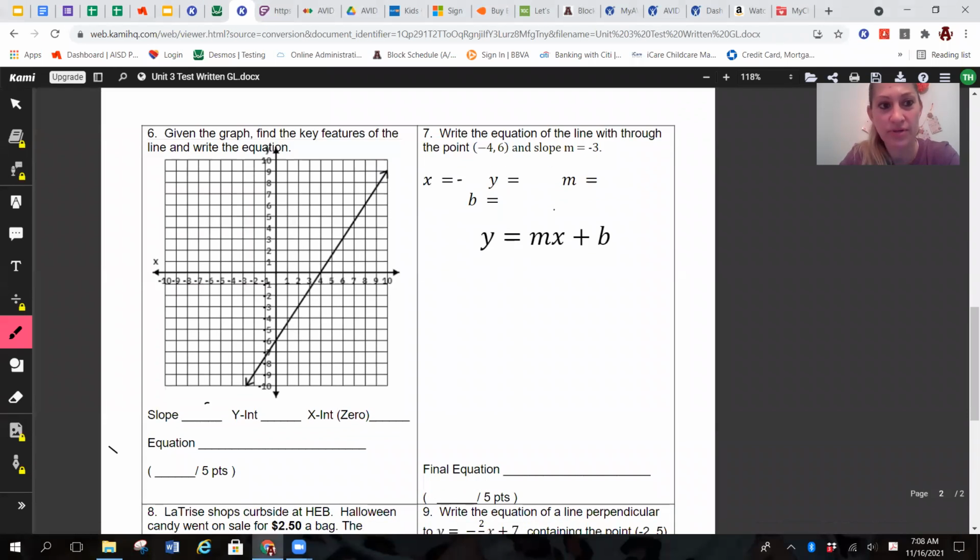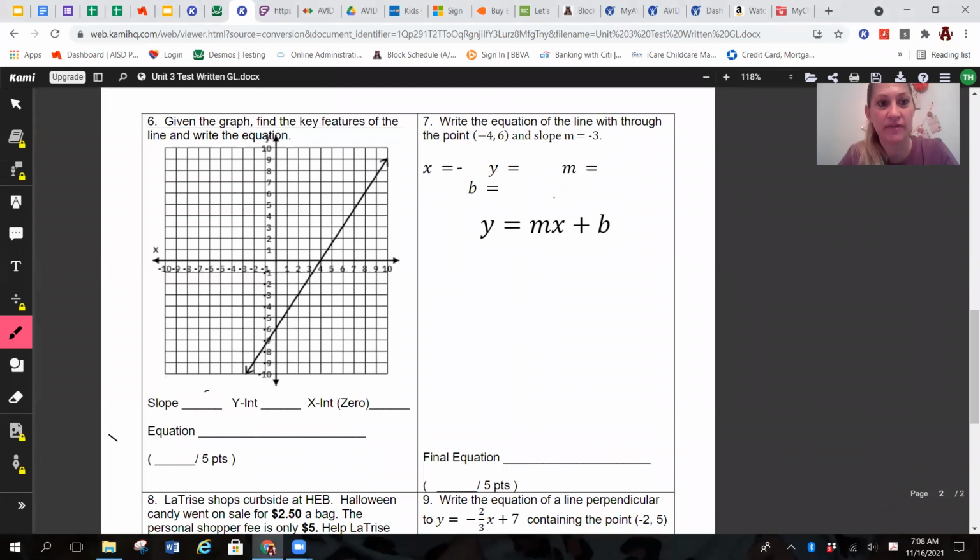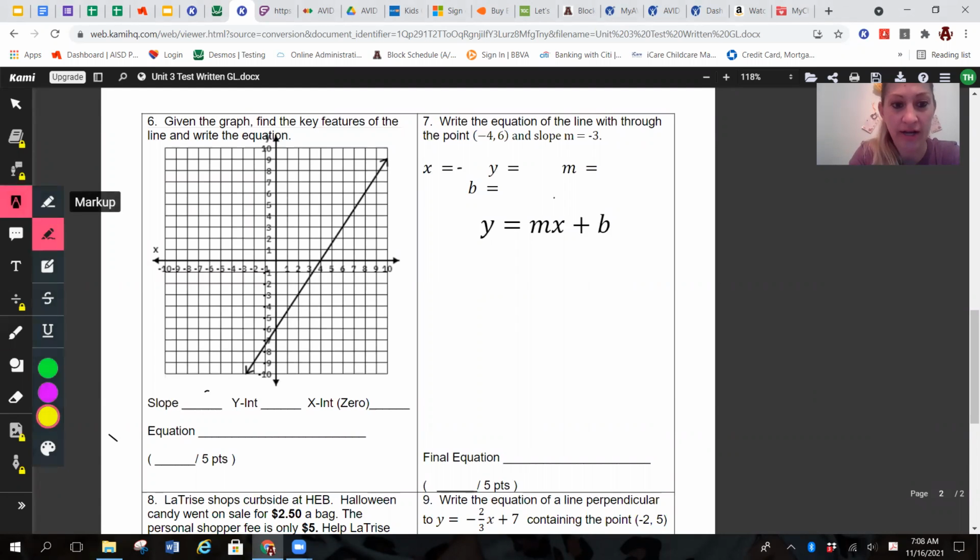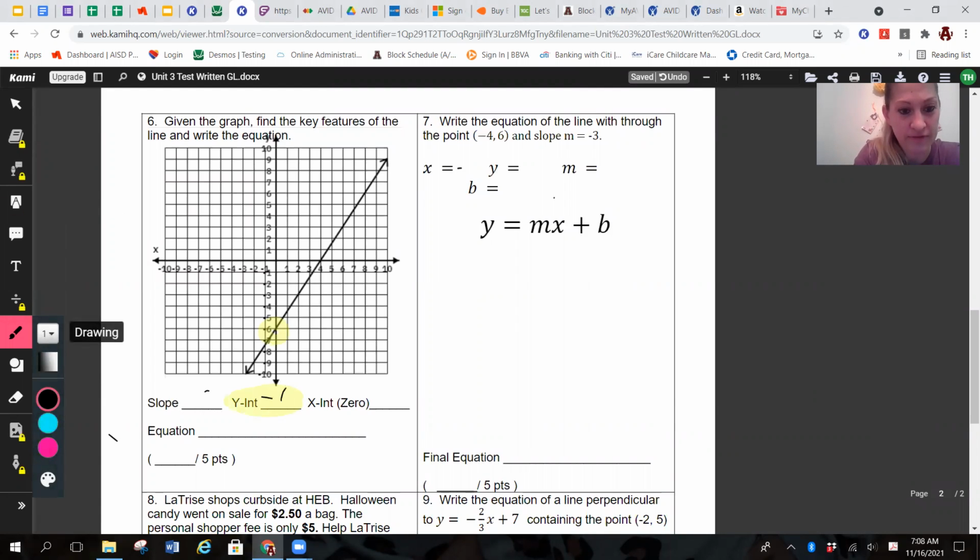Okay, number 6. It says, given the graph, find the key features of the line and write the equation. So next, I want you to get your highlighter out. I want you to highlight that our y-intercept is -6. That should be an easy peasy thing. So now put -6 on your y-intercept line.